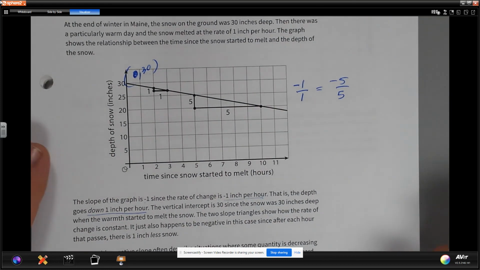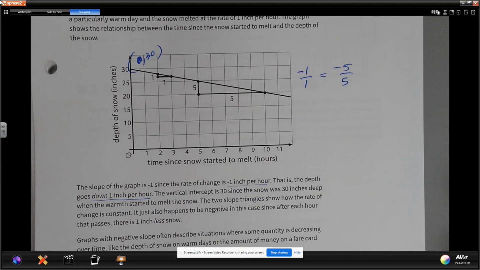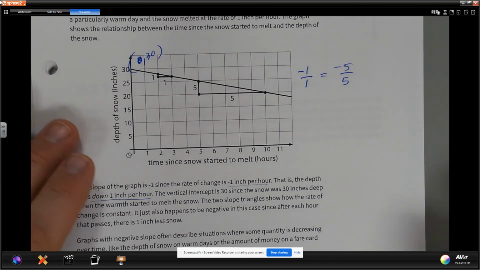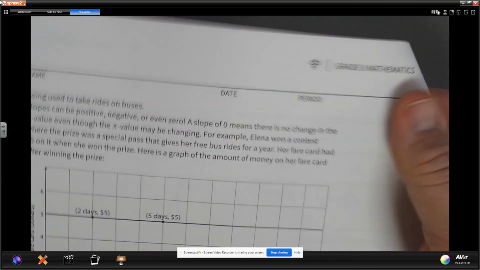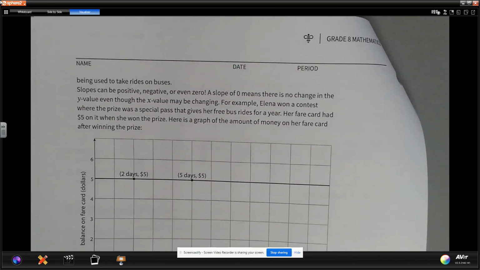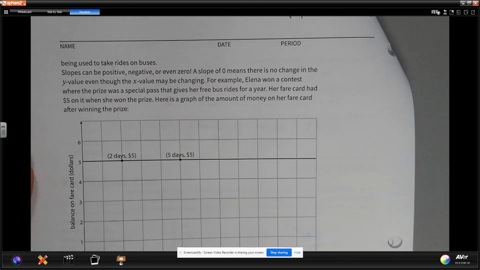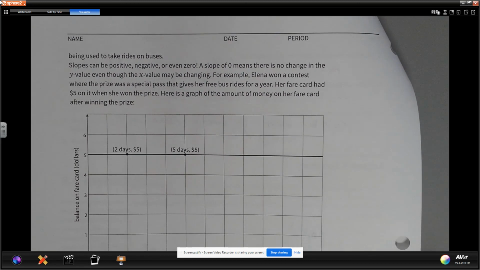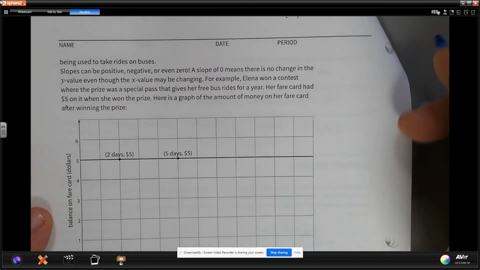Graphs with negative slopes always demonstrate some kind of quantity that's decreasing over time, like the depth of snow or the amount of money on the fare card, or like I said, the amount of money on a debit card. But slopes can be positive, they can also be negative, but the big thing that we didn't really talk about is a zero slope. When we see a zero slope, it means that no change in y is ever occurring. It's simply the x value that's changing.